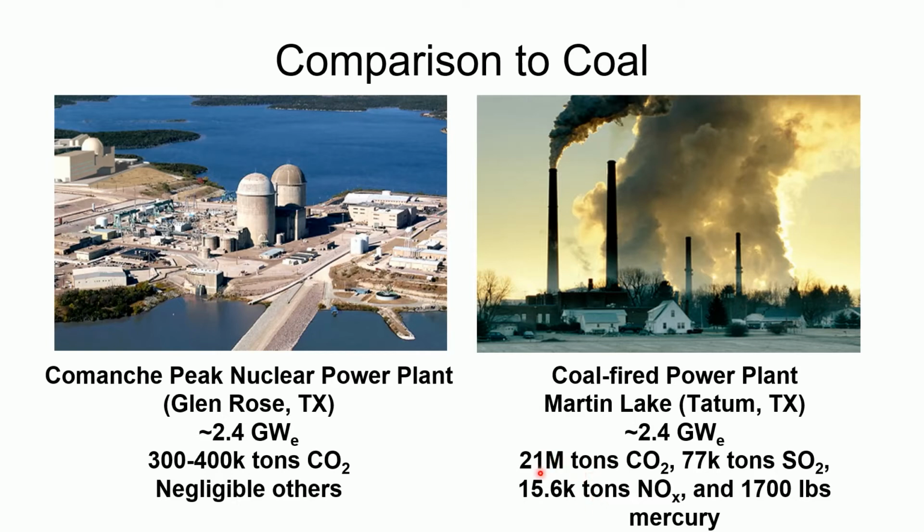It generates about 21 million tons of carbon dioxide. 77,000 tons of sulfur dioxide, which leads to acid rain, 15.6 thousand tons of nitrogen oxides, which leads to all kinds of other issues, and of course mercury. It doesn't seem like a lot, but trust me, 1,700 pounds of mercury is an enormous amount of mercury just to dispense into that area every year. So it gives off about the same amount of energy and produces about the same amount of electricity as this nuclear power plant. If I had to pick which one I was going to live within 20 miles of, I would pick the nuclear power plant. It is much safer to be near.